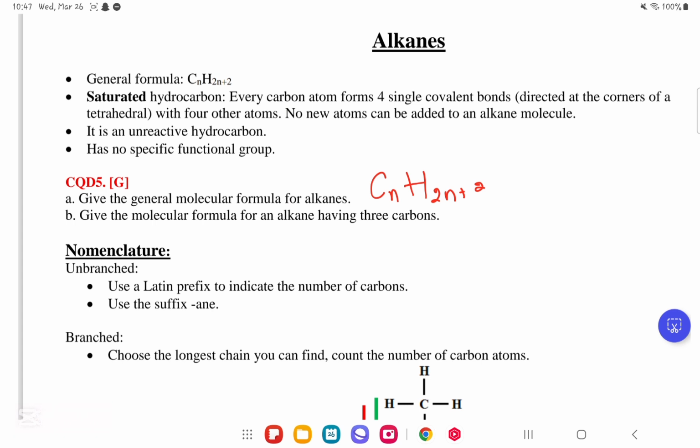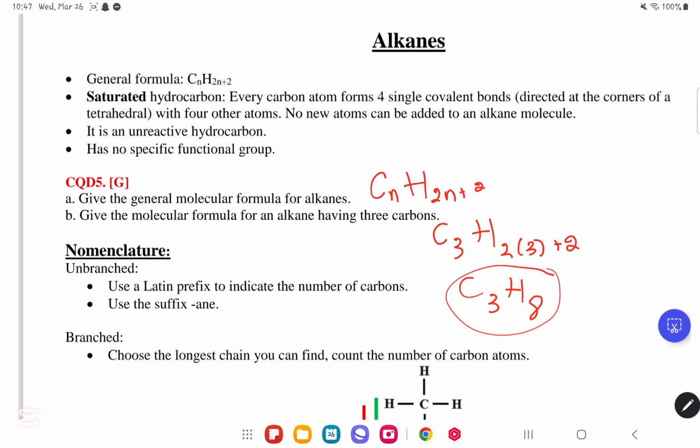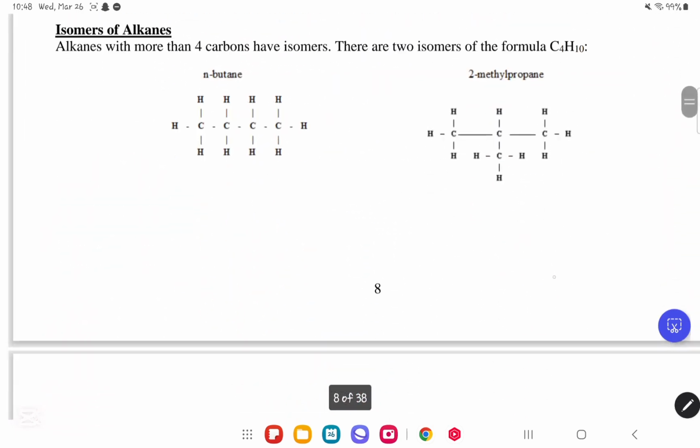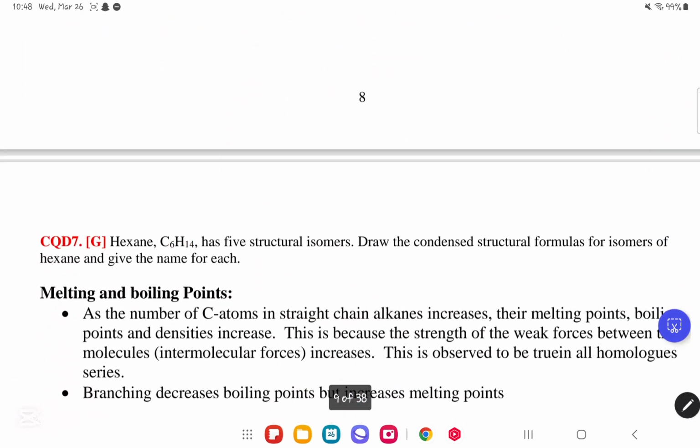Now they said give the molecular formula of an alkane having 3 carbons. If it has 3 carbons, it is going to be C3. You're going to substitute n with 3. H2 times 3 plus 2. So then it becomes C3H8. So very simply, C3H8 is the molecular formula for an alkane having 3 carbons. Now we will go down to the next CQD. We have CQD number 7.